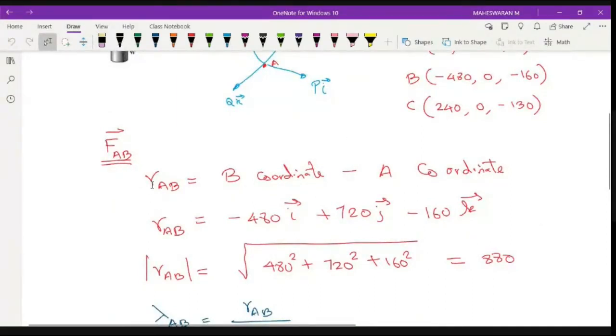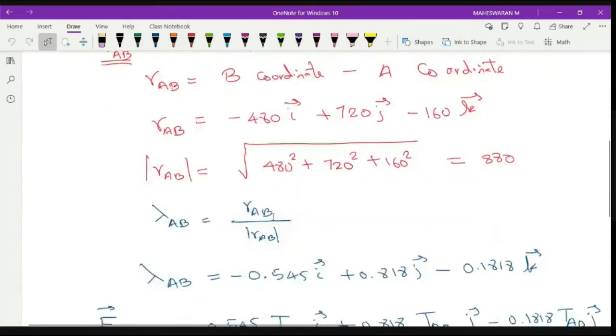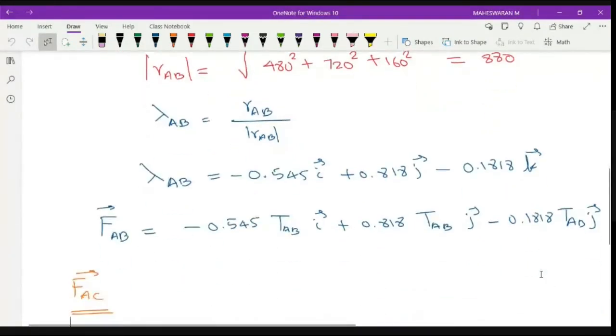So we take RAB, the position vector, which is equal to B coordinate minus A coordinate. When you subtract it, you get your RAB. Then you take the modulus of this RAB, and you will get a value. Then identify your unit vector, so RAB divided by modulus of AB. You will get your lambda, right? So lambda is your unit vector. Then multiply it with your tension or magnitude of the force. That will give you your force vector. The magnitude I don't know, so let me consider it as TAB. So I am getting something like this, right?